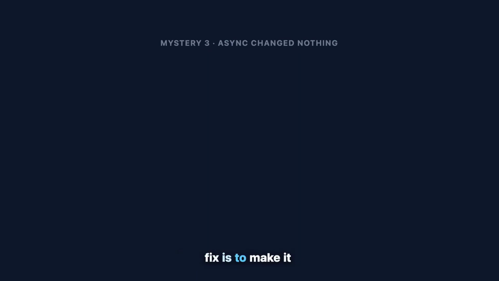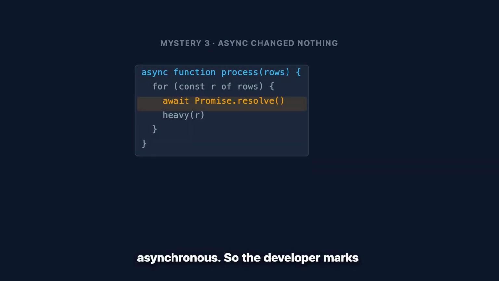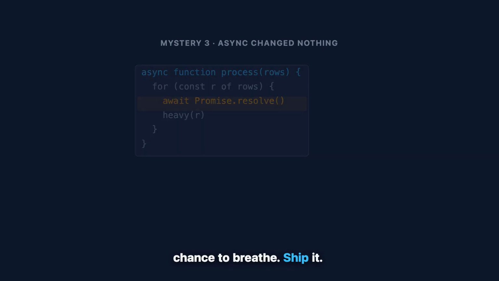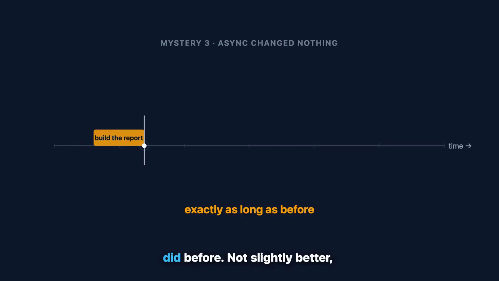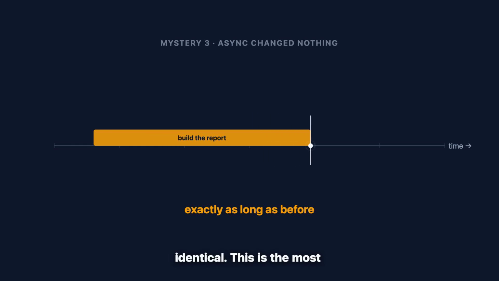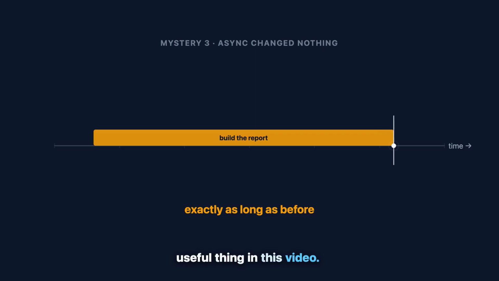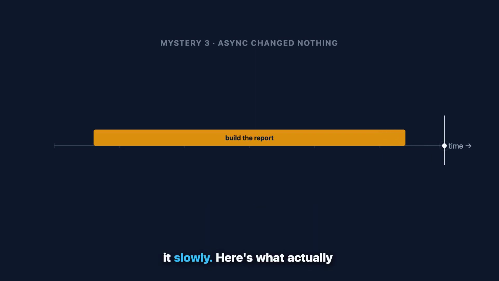The obvious fix is to make it asynchronous. So the developer marks the function async, drops an await inside the loop, and the reasoning goes, await means wait. Waiting means pausing. Pausing means the browser gets a chance to breathe, ship it. And the page freezes for exactly as long as it did before. Not slightly better, identical. This is the most useful thing in this video, so I want to take it slowly.